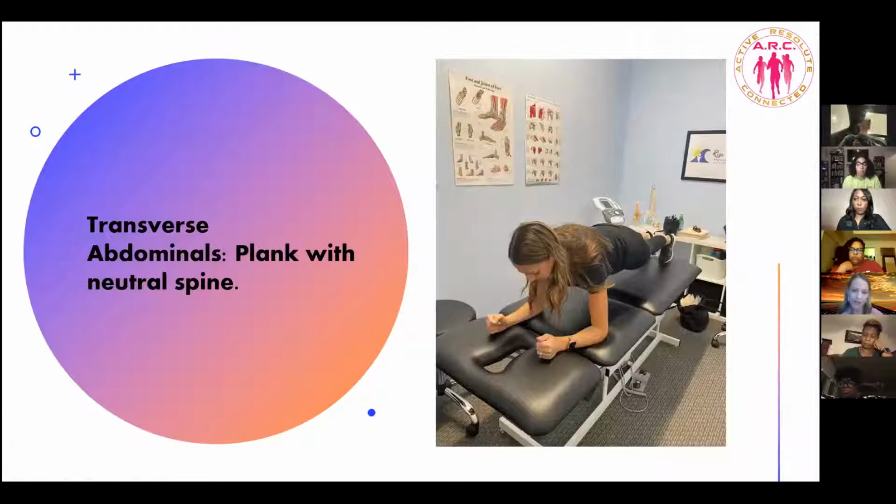Next up, I have a plank on your elbows. This is again meant to be done with an abdominal contraction of the transverse abdominals. And then you hold the plank to your tolerance. The one thing I will say about planking, I know a lot of us do it, is to make sure that you're not having any pain or discomfort when you are in the plank position. If you feel discomfort in your back or your leg, you don't have adequate stability. So lower the amount of time that you're holding that plank.